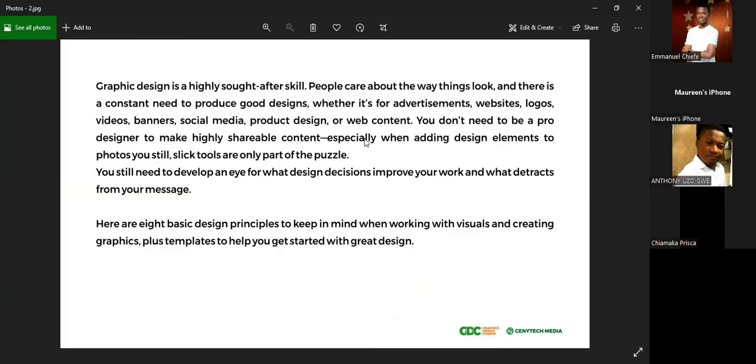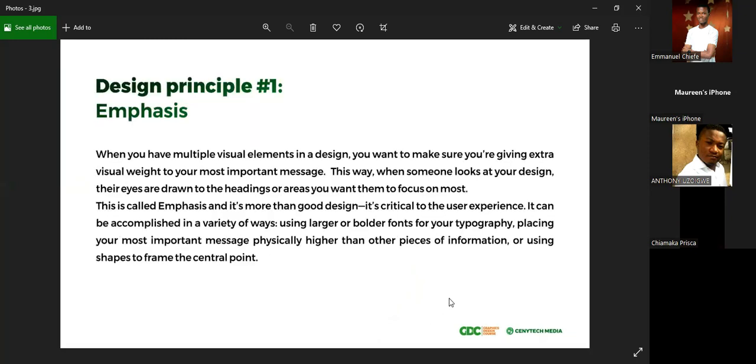Graphic design is a highly sought after skill. People care about the way things look, and there is a constant need to produce good designs, whether it's for advertisements, websites, logos, videos, banners, etc. You don't need to be a pro designer to make highly shareable content. So we're going through the design principles.